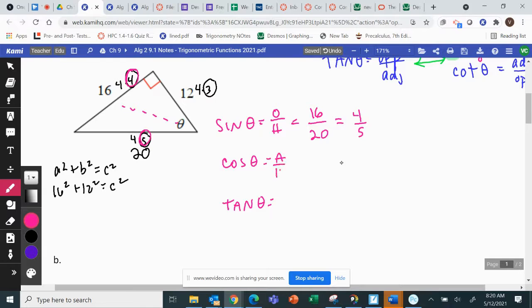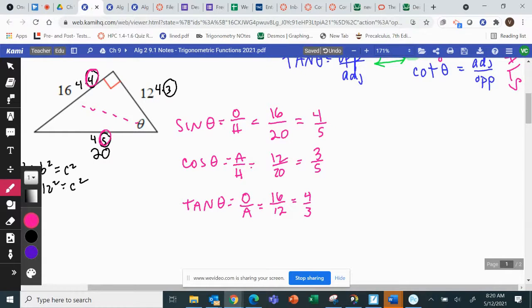Adjacent over hypotenuse. Excellent. So we're going to look at our theta, and adjacent to theta is 12. Hypotenuse is 20. We're going to reduce that. They reduce by 4s, and we get 3/5. Tangent. Sierra, what's tangent? Opposite over adjacent. TOA. So our opposite is 16. Our adjacent is 12. We reduce those by 4s, and we get 4/3.